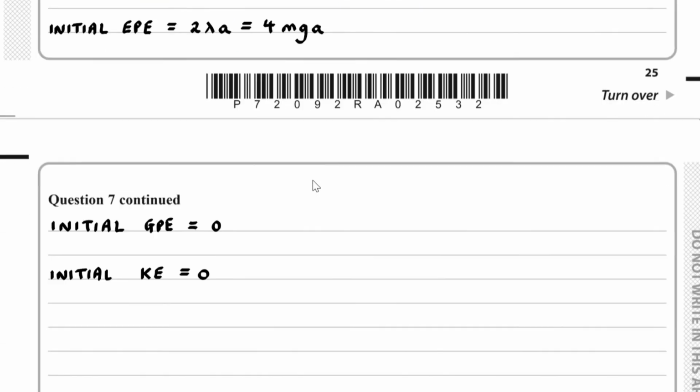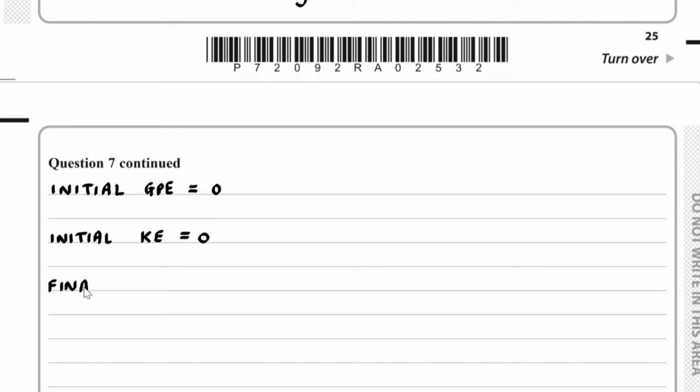Now at the point E, the final EPE, that's equal to lambda, 2mg, multiplied by, well, the extension here is a upon 2, then this is squared, and then we divide this by 2a. So what this is equal to then is a mg upon 4.